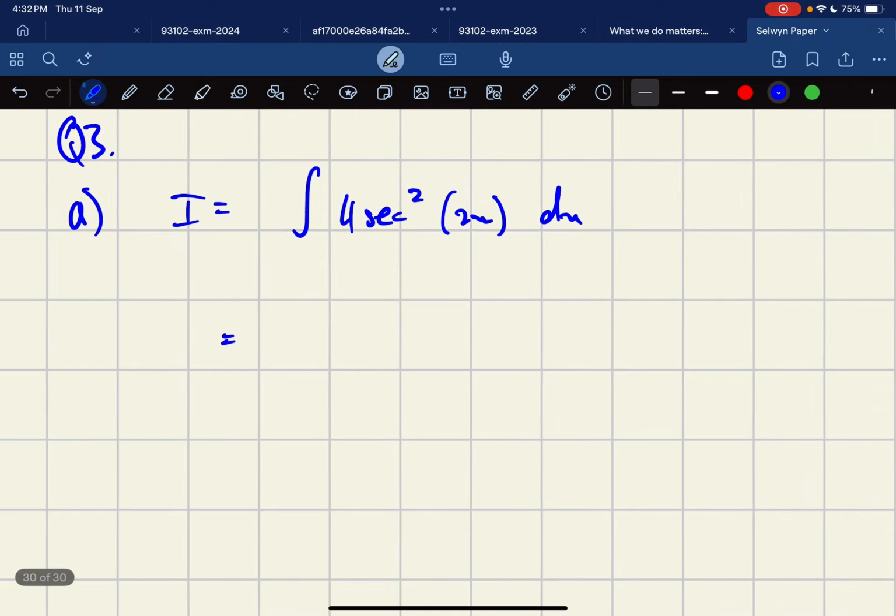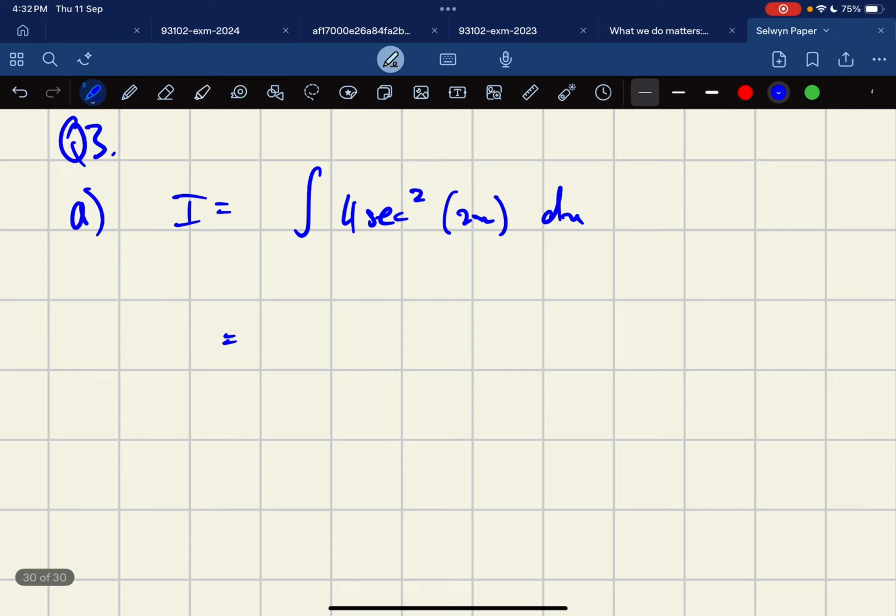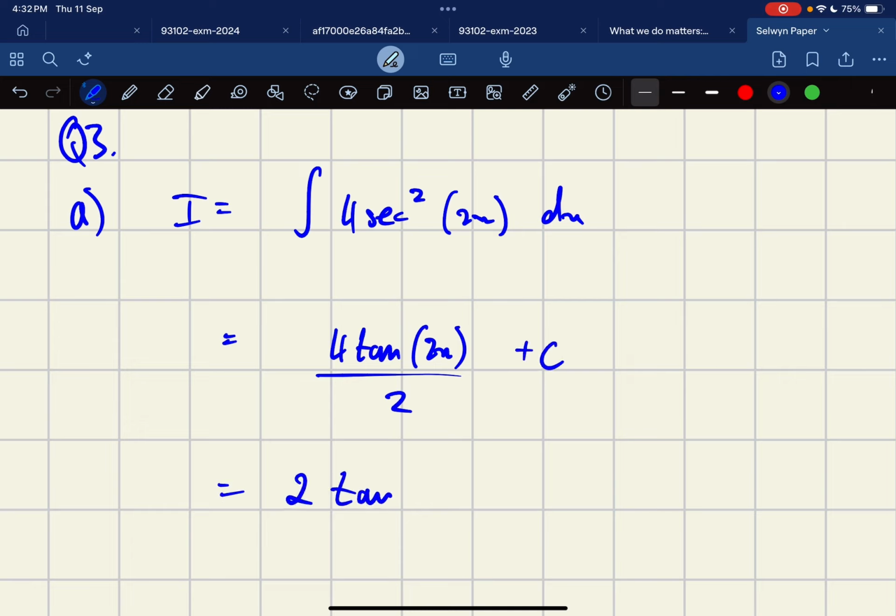Well, just using your formula sheet, secant squared is the derivative of tangent x. So this will be 4 tangent of 2x, but then the reverse chain rule, you have to divide by the derivative of the inside, so divided by 2 and then plus c. So that's just 2 tan of 2x plus c.